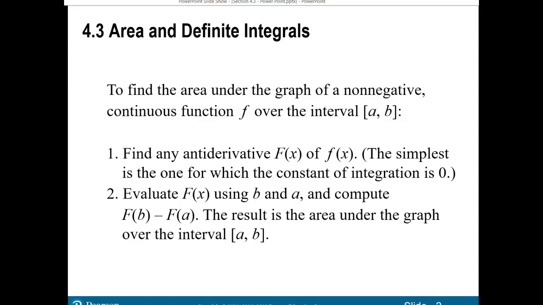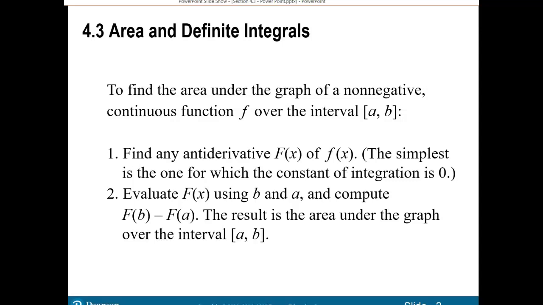To find the area under the graph of a non-negative continuous function f over the interval from a to b, step 1: find any antiderivative, capital F, of our function f of x. When it says any, remember we always added the plus c, so you don't have to add a plus c. You can just choose the constant to be 0, so you can find your antiderivative and ignore the plus c part. So the simplest one for which the constant of integration is 0, in other words, just the antiderivative by itself.